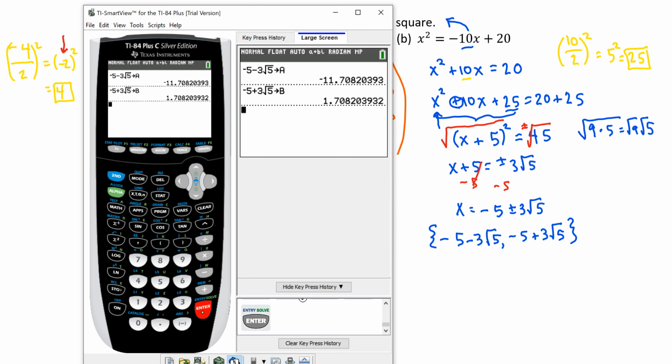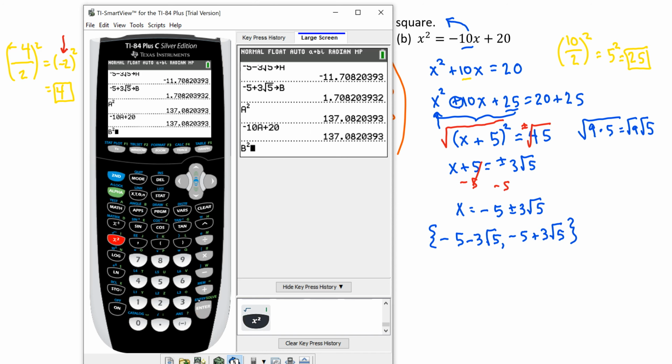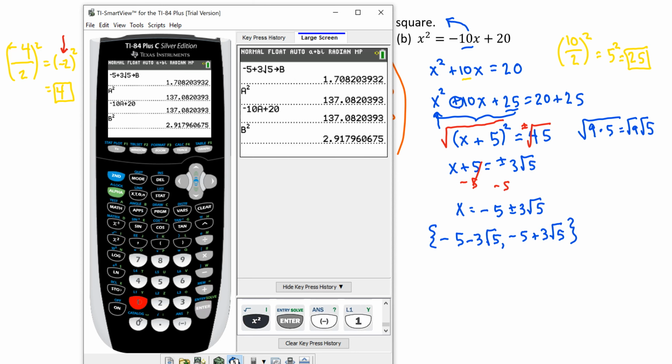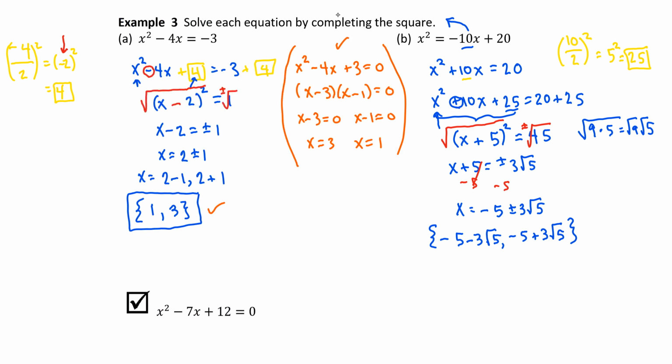So going back to our original equation, we can plug in A for x. We have A squared from the left side, and from the right side, negative 10 alpha A plus 20, and we have a balanced equation. So we're confident that our first solution is correct. I'm going to do the same thing with B. I'm going to evaluate B squared, and then negative 10 alpha B plus 20, and hope for the best, and we do have a balanced equation on both sides. So both of our solutions are correct, and we can be confident that we have the right answer.